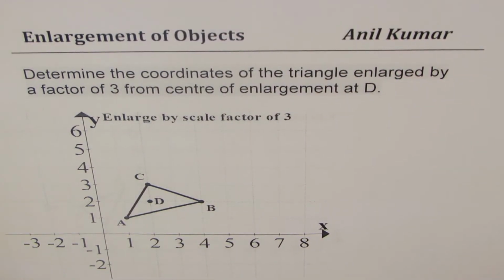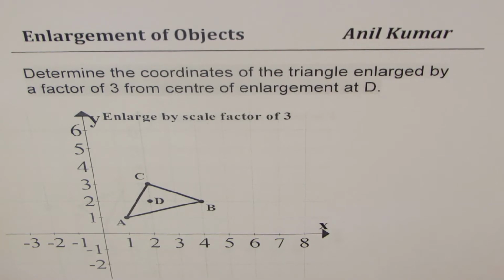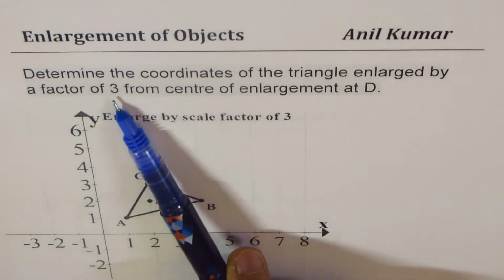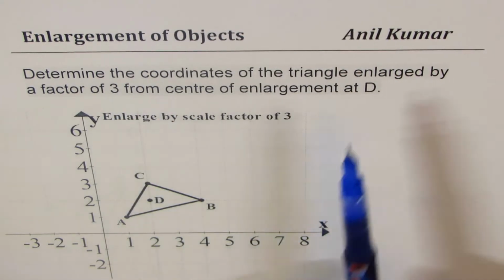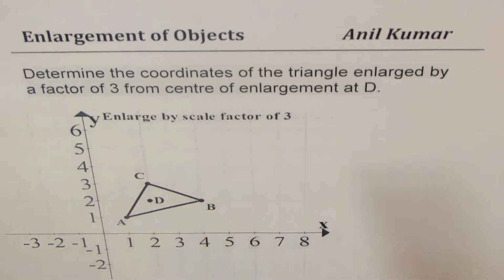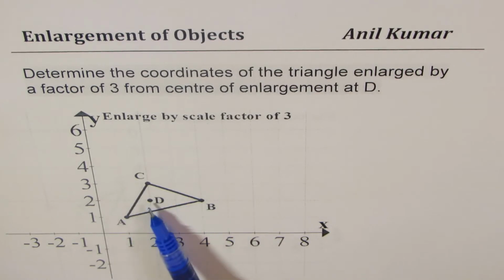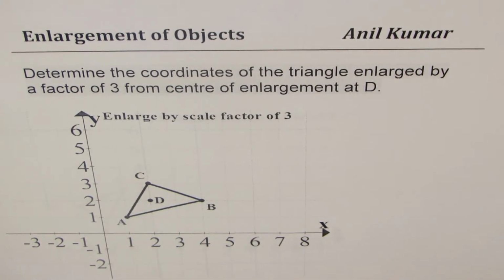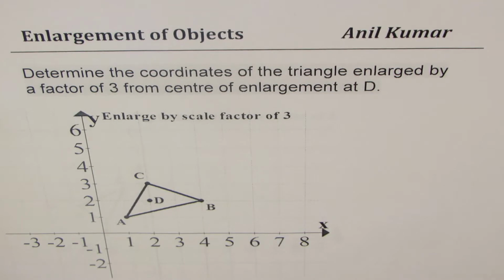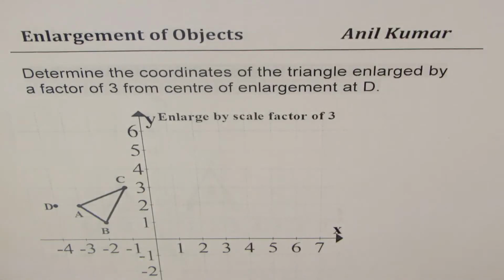I'm Anil Kumar. In this video, we'll take up 3 examples based on enlargement of objects. So in the first example, I will consider a triangle which will be enlarged by a factor of 3, which we call scale factor, and the center of enlargement will be considered inside the triangle, the point D shown in this particular figure. Then we'll take up another example where the center of enlargement will be outside the object.